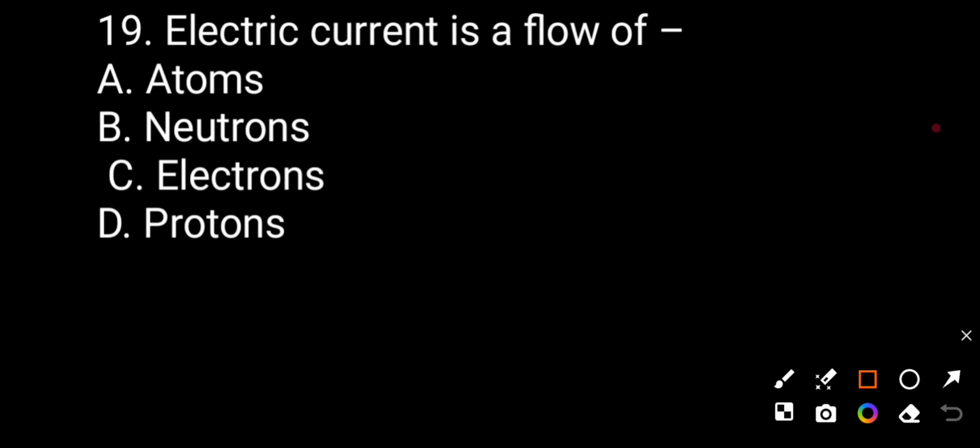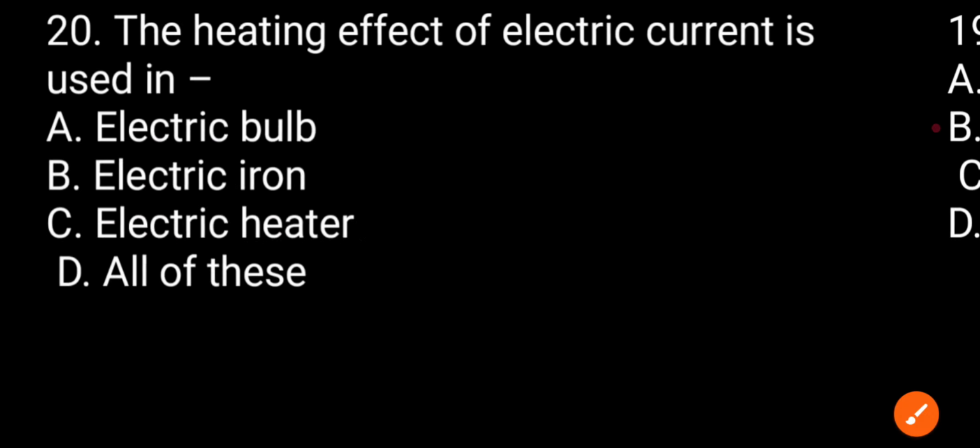Now, question number 19. Electric current is a flow of atoms, neutrons, electrons, protons. The electric current is a flow of the electrons. So option C is correct.